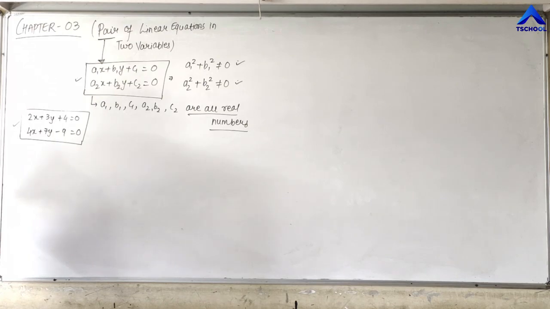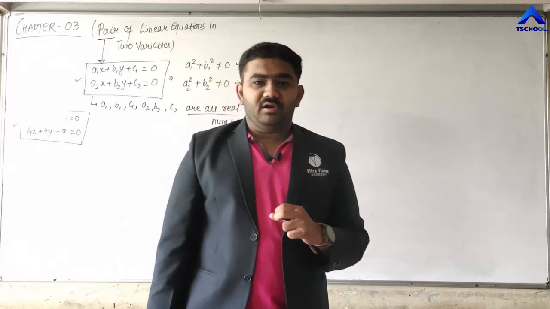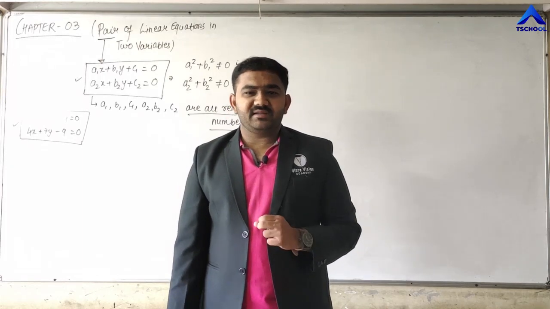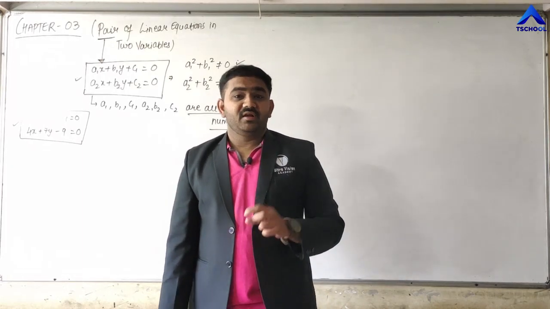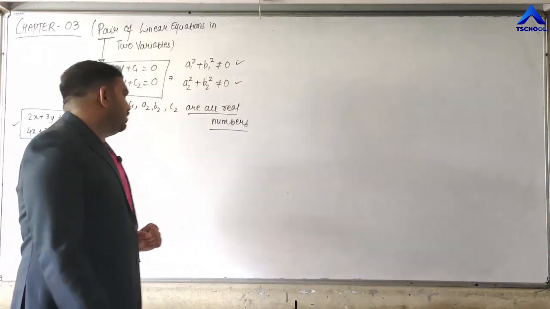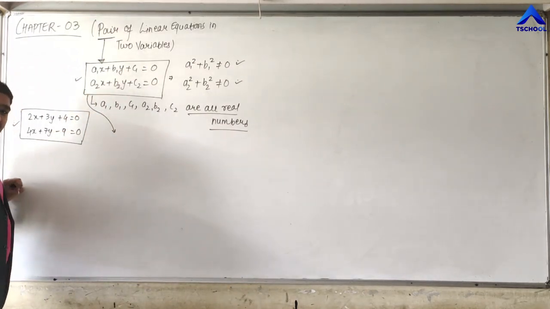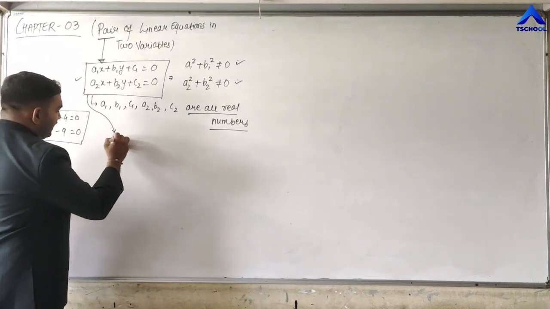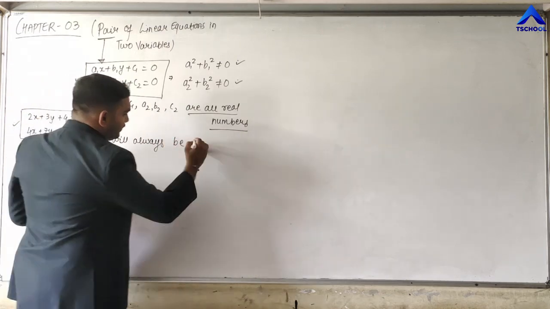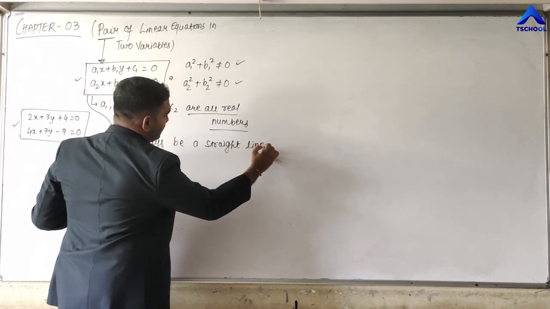Now, as we discussed in the previous chapter, a linear polynomial always shows the nature of a straight line, right? What does a linear equation or a linear polynomial define? A straight line, right? So in the same way here also we can say that the nature of this pair of linear equations in two variables will always be a straight line, right?